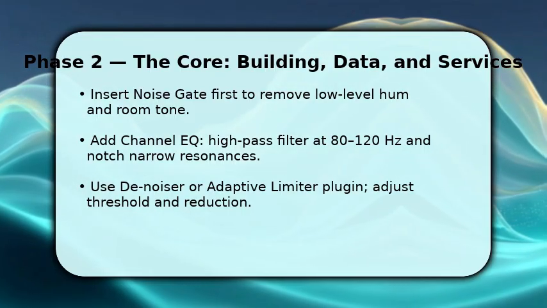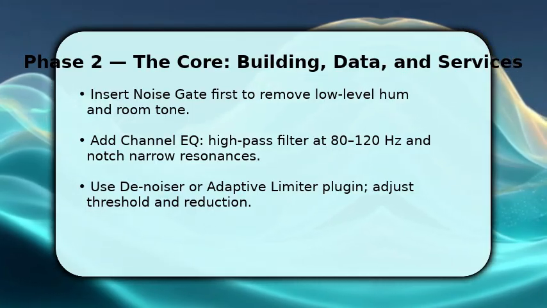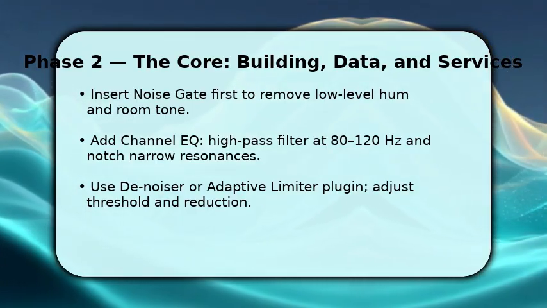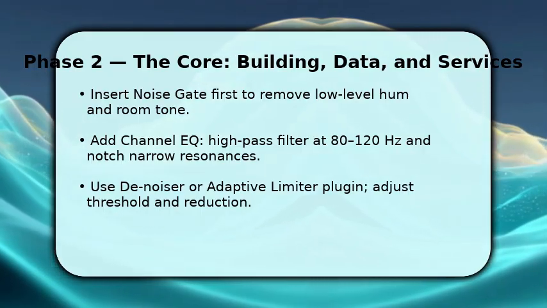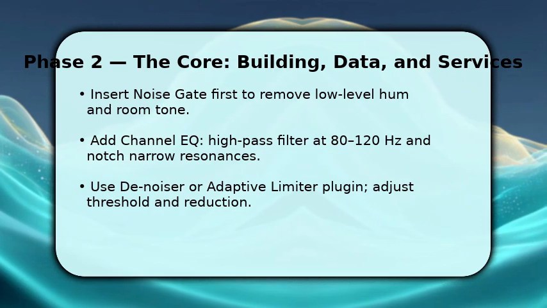Finally, insert Logic's denoiser or a third-party adaptive plugin. Lower the reduction until hiss drops, but speech remains crisp. Tweak in small increments while looping the problematic section.